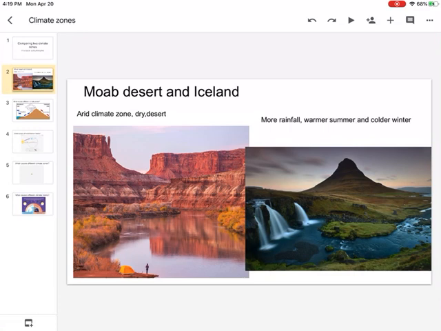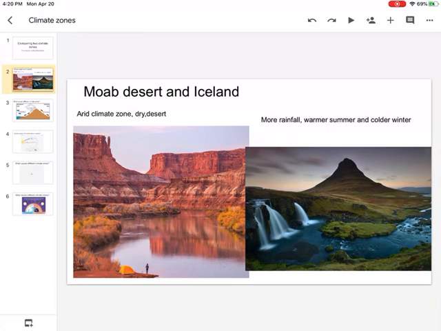What does it look like to you? From what you know about deserts, are deserts usually really hot? What does the picture tell you? And then go on to tell me about Iceland. That's the next picture here. And we can see in Iceland, it's not as dry. It's got more rainfall, warmer summer and colder winter. It's in a temperate climate zone. So tell me about both of these, what you see in the picture. Describe the two pictures for me if you're answering that first question.